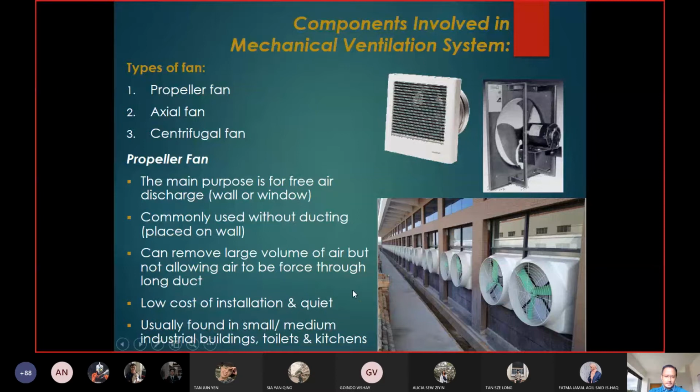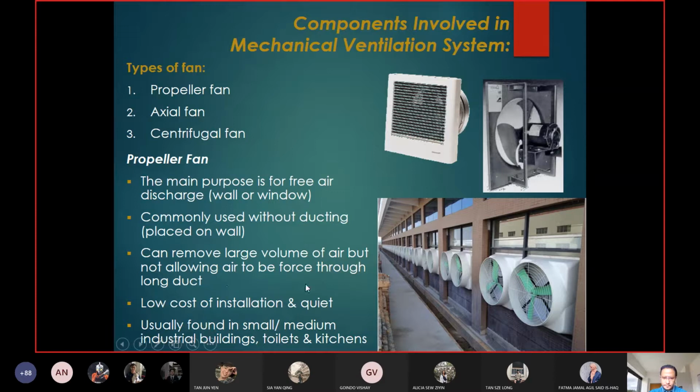Yes, in terms of installation, it's quite low cost, because the cost of the fan itself is not that expensive, and you only need the fan. You don't need other components, you don't need ducting or everything, which would otherwise involve other costs, like if you use ducting. So that's why it's low cost. And then it is usually found in small or medium industrial buildings, toilets and kitchens.